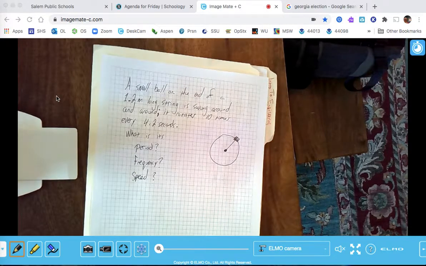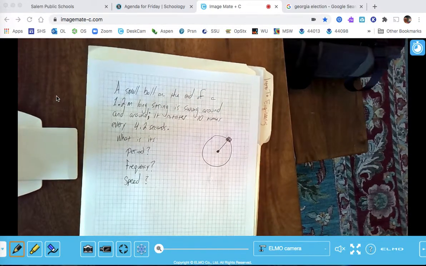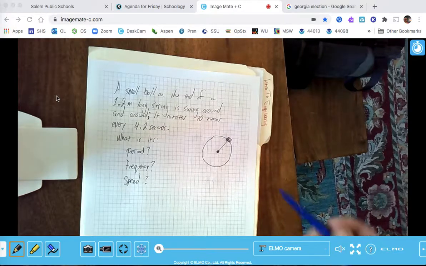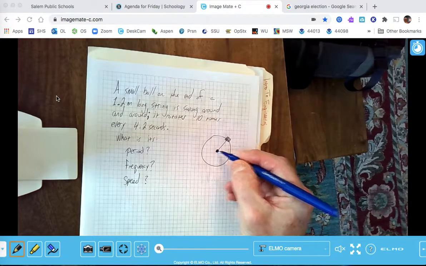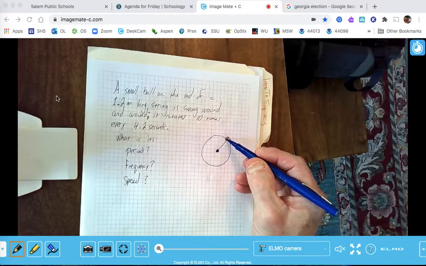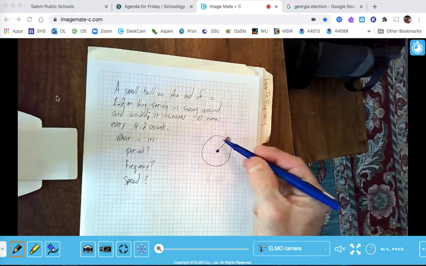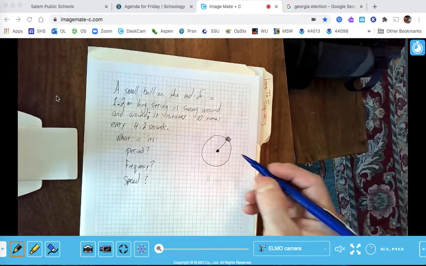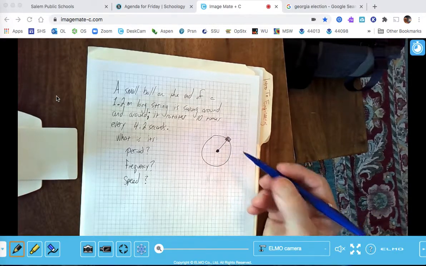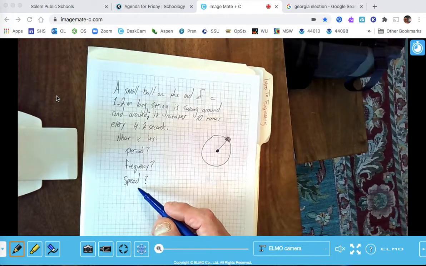So my first question is this: a small ball on the end of a 1.2 meter long string. So there's the string, right? So it's swung around and around, and it rotates 10 times every 4.2 seconds. Okay, so what is its period, its frequency, and its speed?